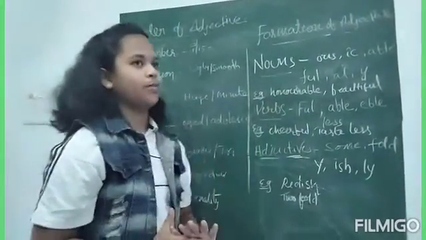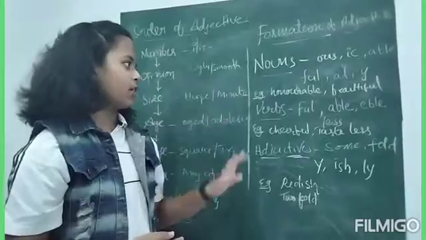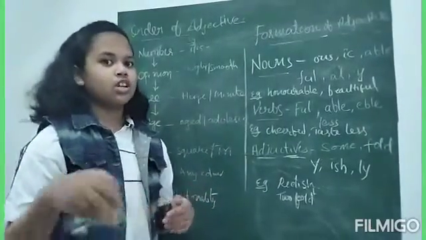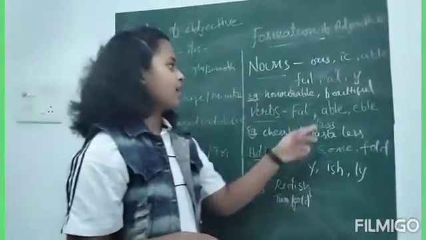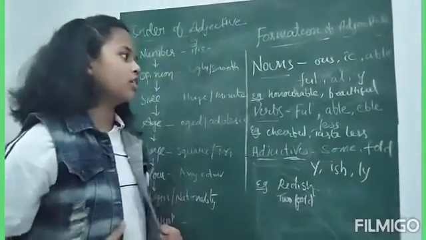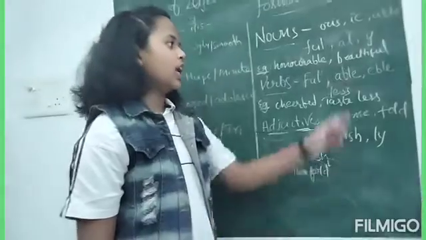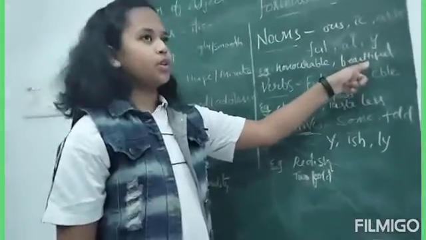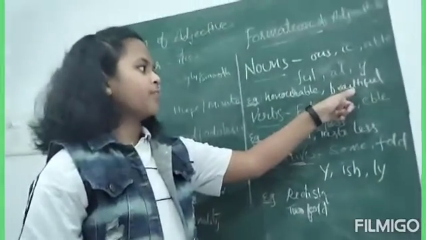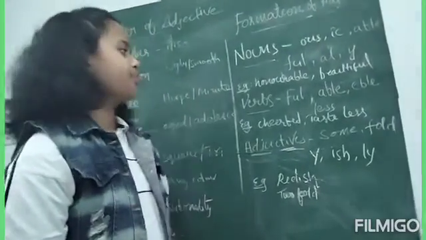For honorable, she is an honorable girl. So here honorable is the adjective which describes the girl. Beautiful. That beautiful girl sang gracefully. Now here beautiful is used in a sentence to describe the girl.